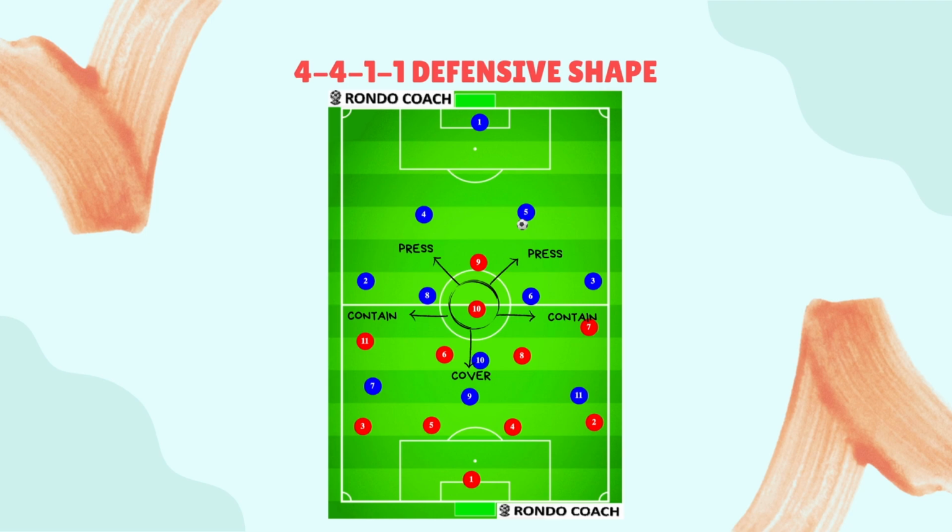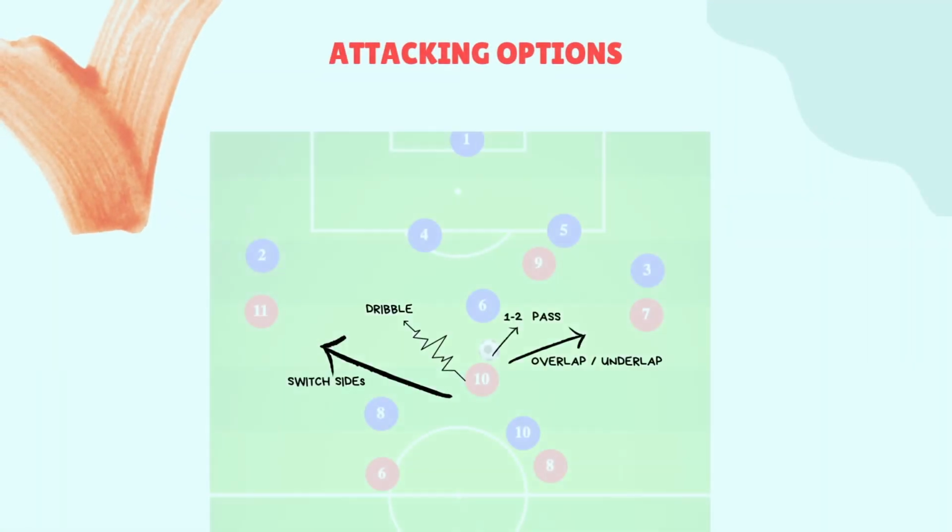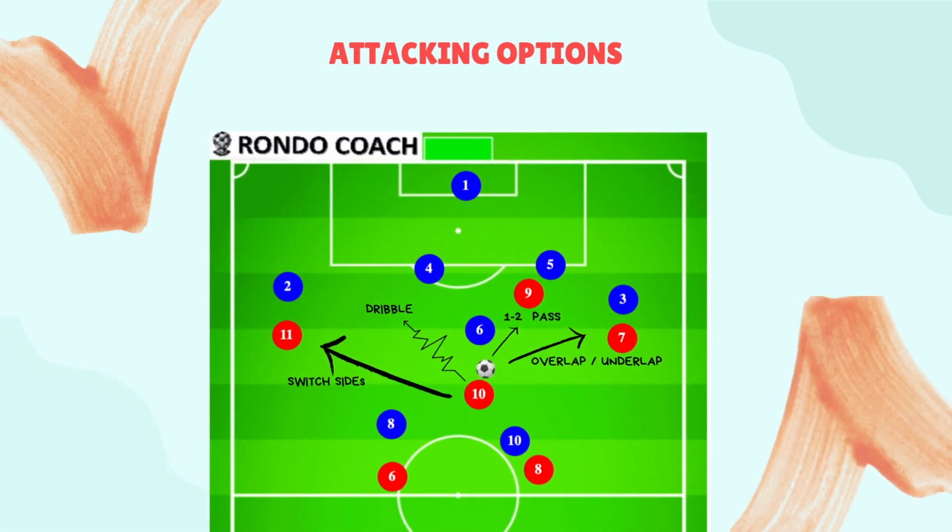When attacking, the attacking midfielder can do whatever they want. Let's set a simple situation here. The ball is with the 10 to start with, forming a triangle with the striker and the winger. They can dribble or play 1-2 with the striker, then shoot. Or they can send it to the winger for a cross and make a run for a header.